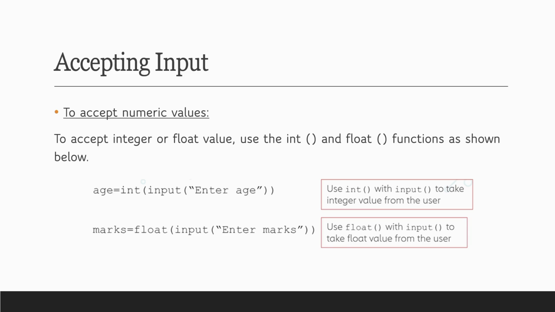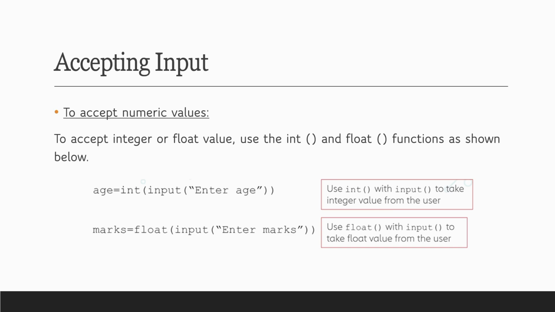The second example accepts a floating point value. Marks equal to float, input, enter marks. Similar to the first example, the input function is used to get input from the user, but the float function converts the input into a float. This is useful for handling numbers that may have decimals, such as marks in exams.